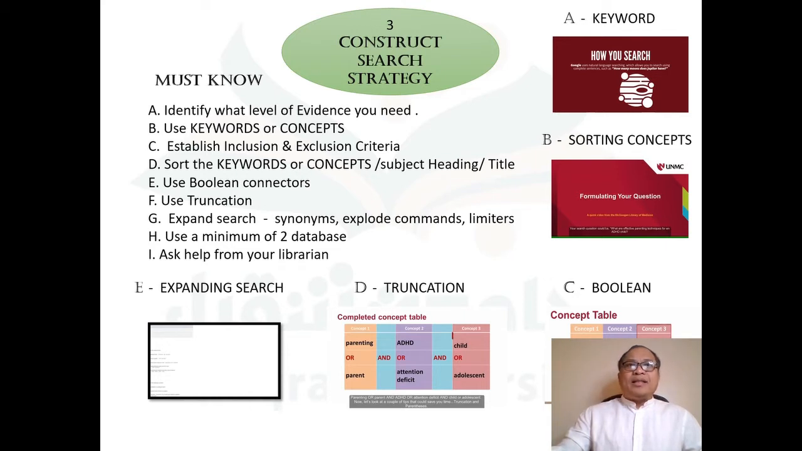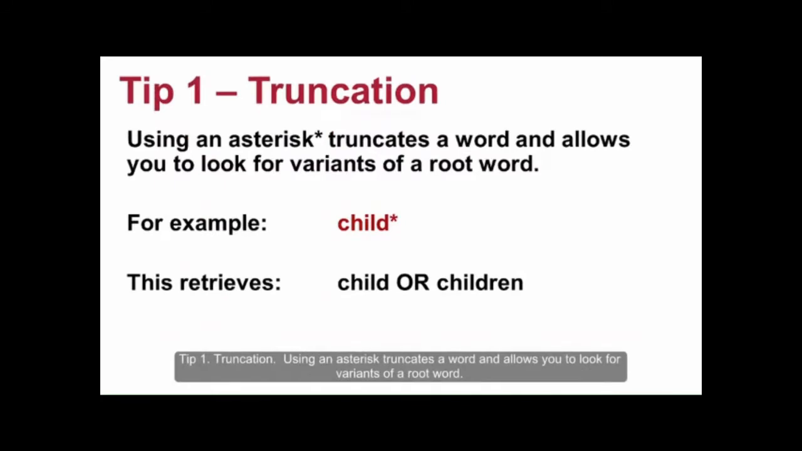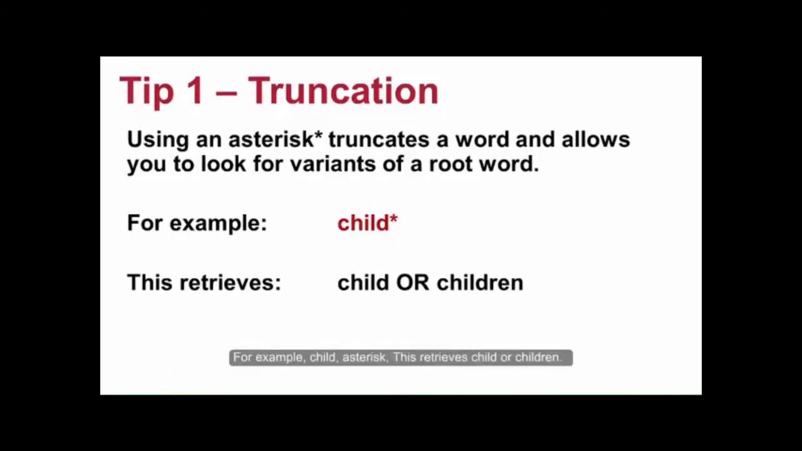Now, let's take a look at what is truncation. This is another jargon or another strange word that we have not heard before. And truncation, like Boolean connectors, does have its purpose. Now let's look at a couple of tips that could save you time: truncation and parentheses. Tip 1, truncation. Using an asterisk truncates a word and allows you to look for variances of a root word. For example, child asterisk retrieves child or children.